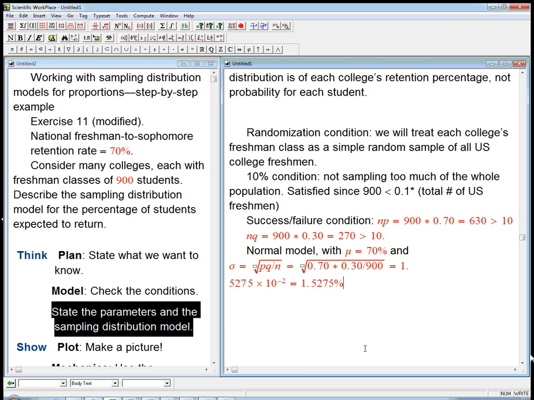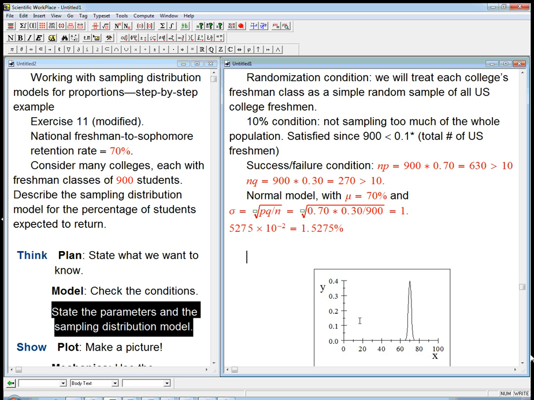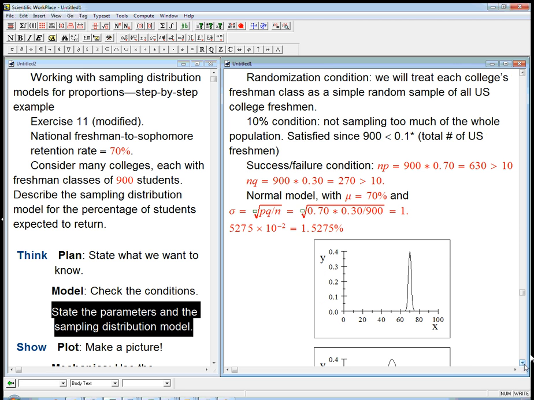Okay, so let's draw a picture. I had the computer draw an accurate normal model picture for me, mainly because it's hard to freehand on this thing. So here it is, 0 to 100. Here's the picture. It's a very sharp normal model because the standard deviation is pretty small. It's just a few percent. The fact is, 900 is a pretty big sample size. Notice how much bigger than 10 we were. We were way into the region where the normal is very accurate, and then it becomes something where the normal is actually very sharp. And so its mean is at 70, and the standard deviation is just a few percent.